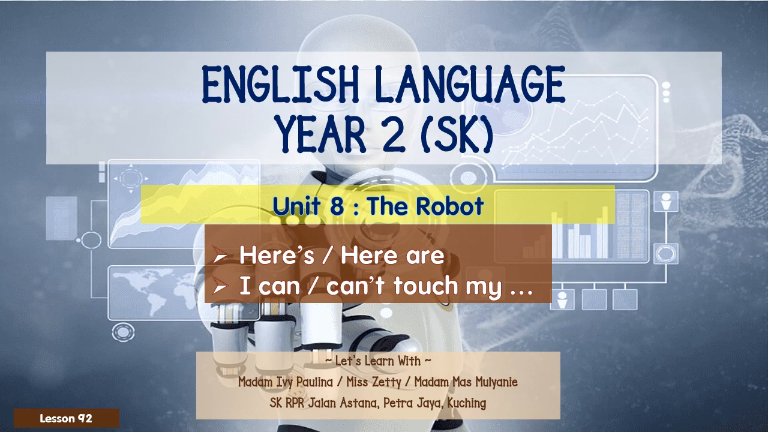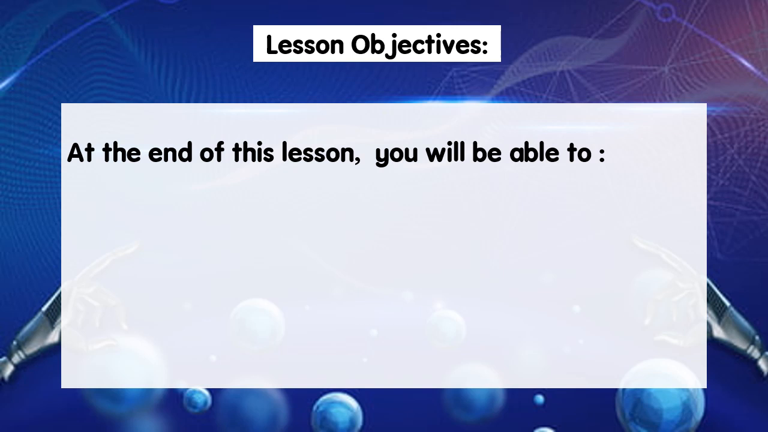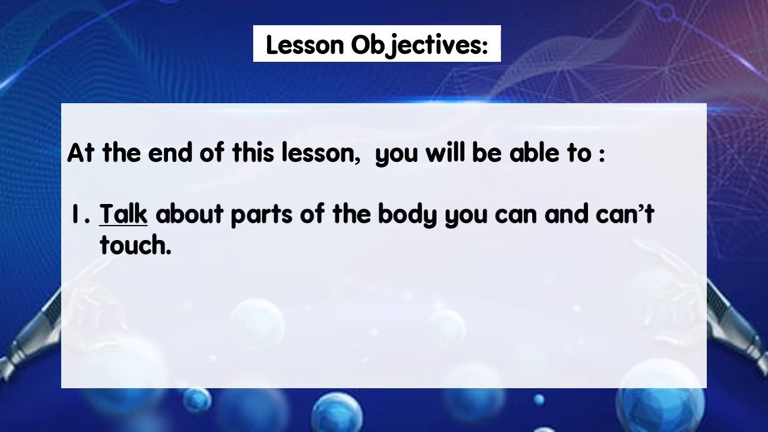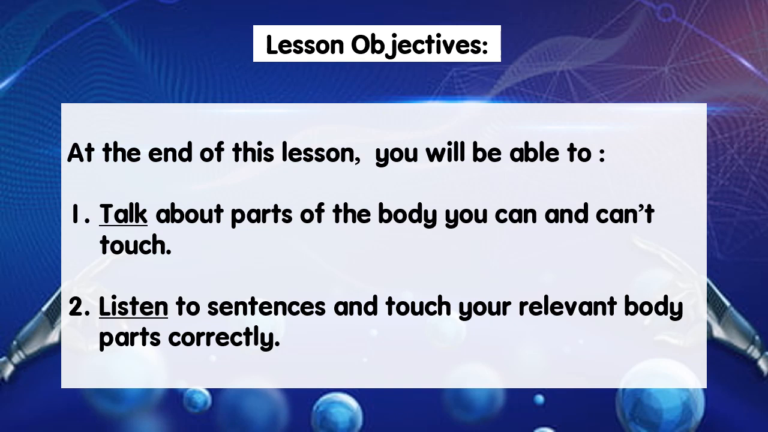In today's lesson, you are going to learn to say short sentences using the given target language: here's my, here are my, and learn to express your ability or disability using the target language: I can touch my, and I can't touch my. I hope at the end of today's lesson, you will be able to talk about parts of the body you can and can't touch, and listen to sentences and touch your relevant body parts correctly.